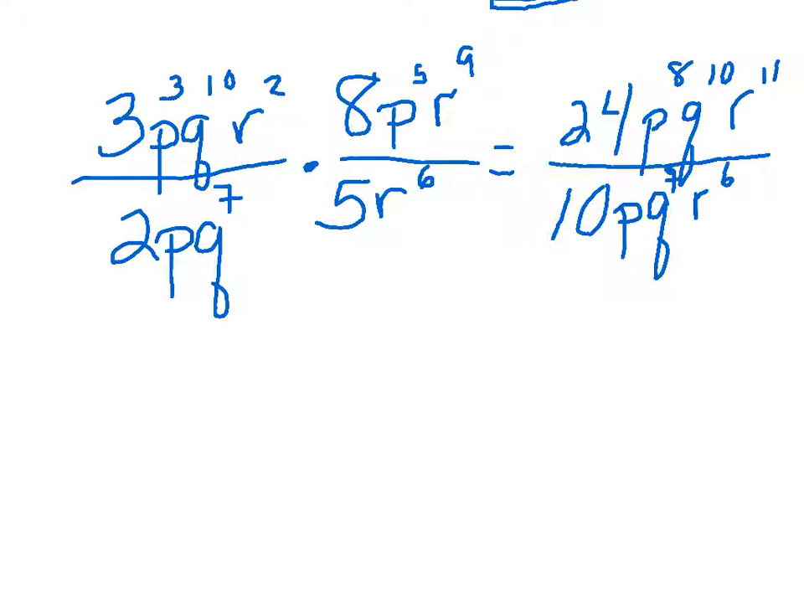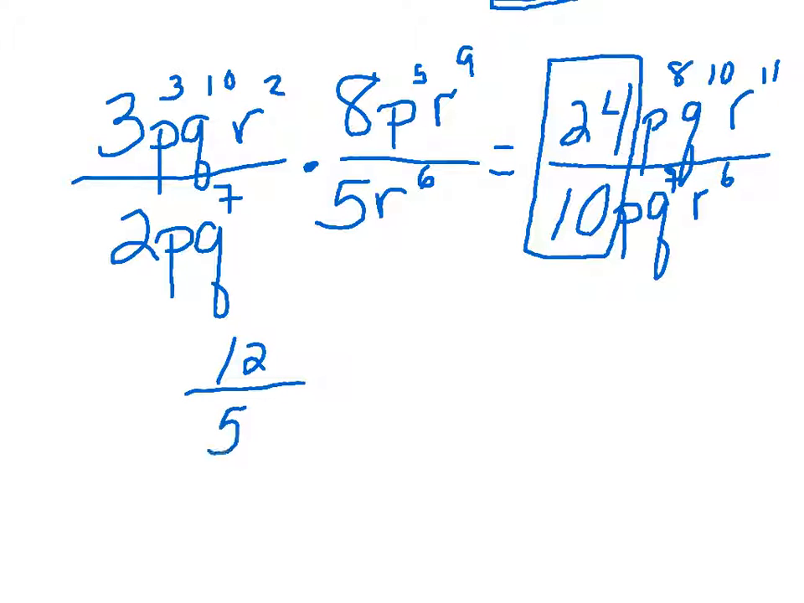Alright, so like I was saying, on the bottom we just have 10, p, q to the 7th, r to the 6th, just like the letters already were in the bottom. Now we can start isolating the numbers and look at those, and then isolating each of the letters and looking at those. So 24 over 10, again, they can't be divided evenly. We're going to divide both of them by 2, and that's going to give us 12 in the top. And on the bottom we have a 5.